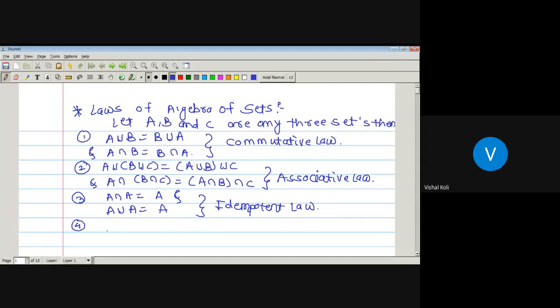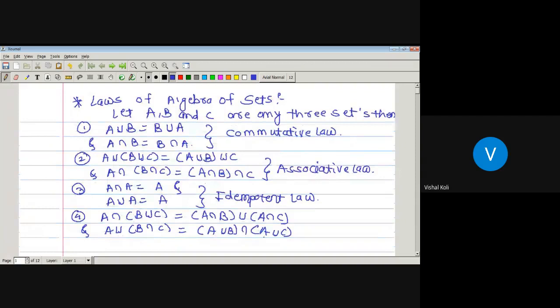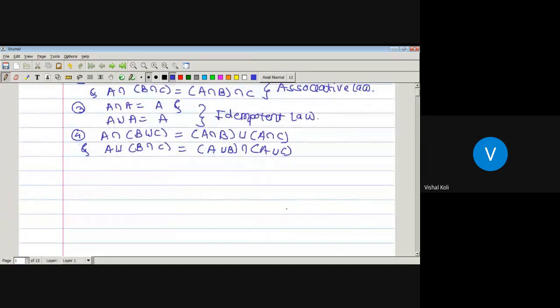Fourth one, A intersection (B union C) is equal to (A intersection B) union (A intersection C), and A union (B intersection C) is equal to (A union B) intersection (A union C). Okay, this one is called distributive law.